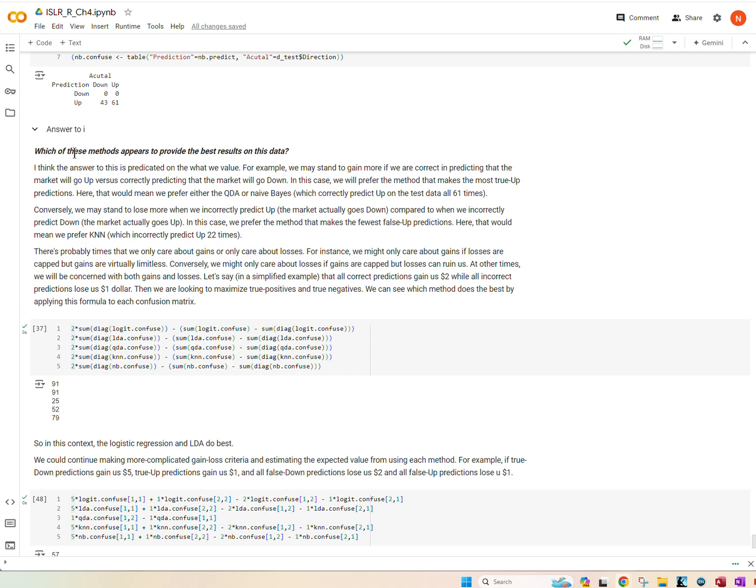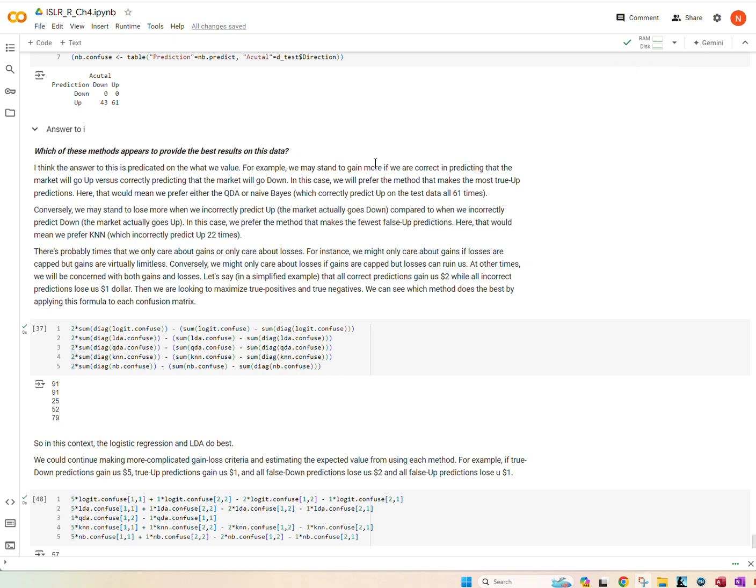It wants us to know which of these methods is providing the best results. The question here is, what do you mean by best? What qualifies as best? I think that what qualifies as best depends on what you are valuing.